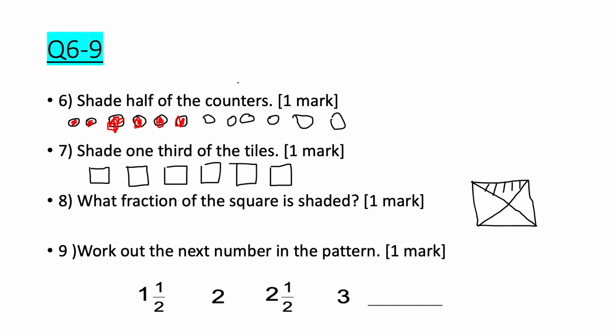Question number 7. Shading 1/3 of the tiles. 1, 2, 3, 4, 5, 6. Well, 1/3 of 6 is 2. 6 divided by 3 is 2. So 1/3 means 2 tiles.